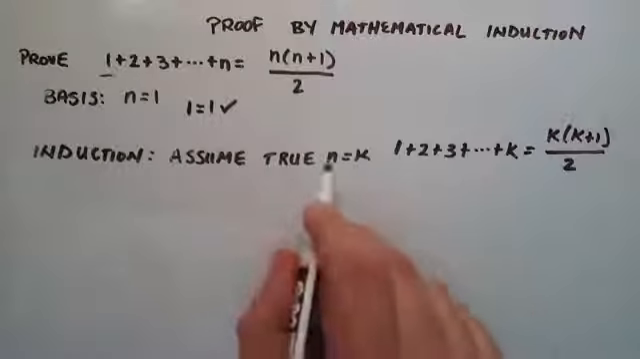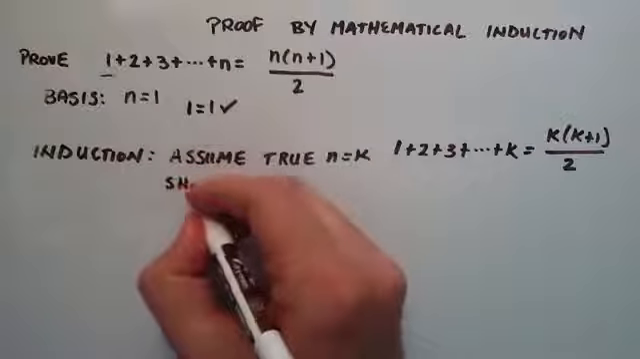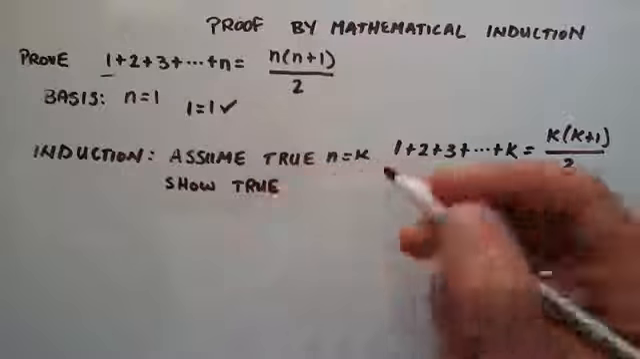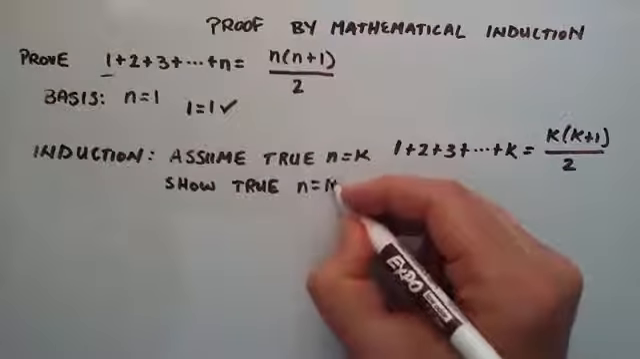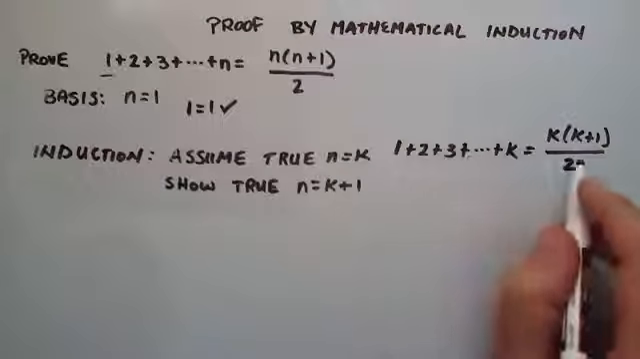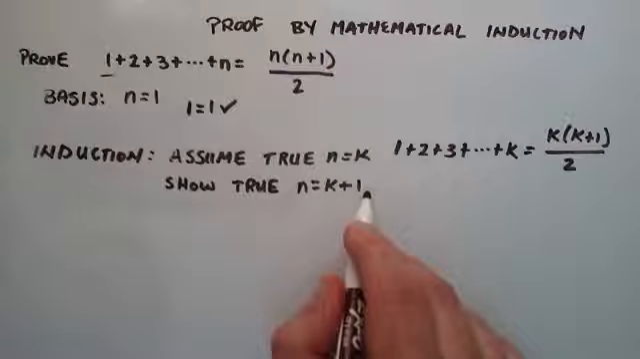So we've assumed that this is true, and so then the next thing we want to do is show that it is true for n equal to k plus 1. So we've assumed this is true for n equals k. We're going to show that it's true for n equals k plus 1, and we're going to do that based off of this assumption.